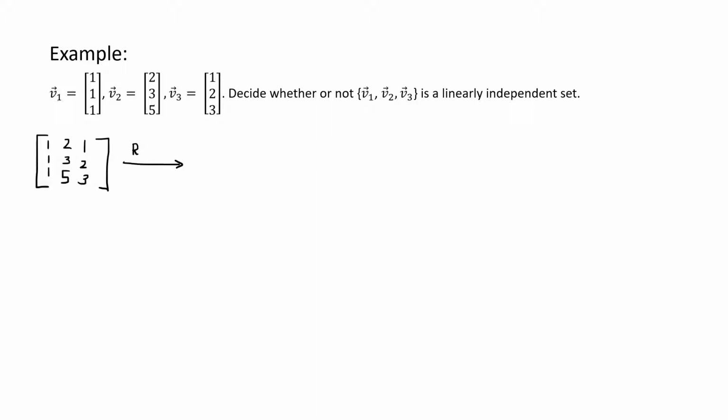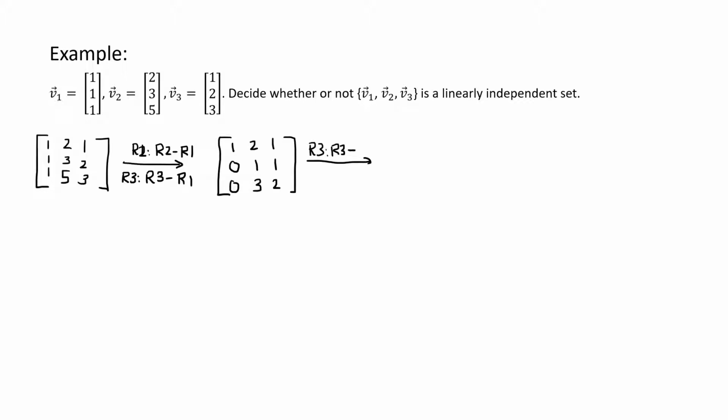So row 2 is going to be row 2 minus row 1. Row 3 is going to be row 3 minus row 1. And we can keep going. Row 3 is going to be row 3 minus 3 row 2. And at this point we can see that we're going to have a pivot in every column. So no free variables.